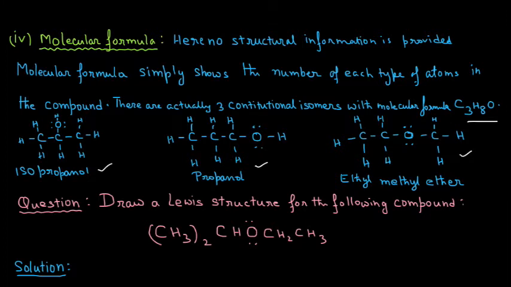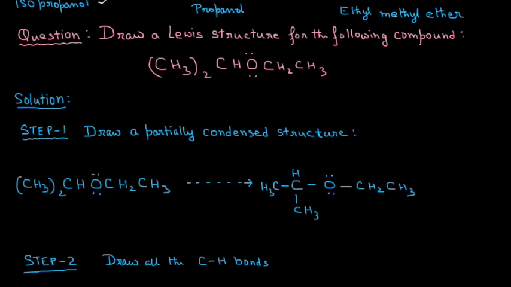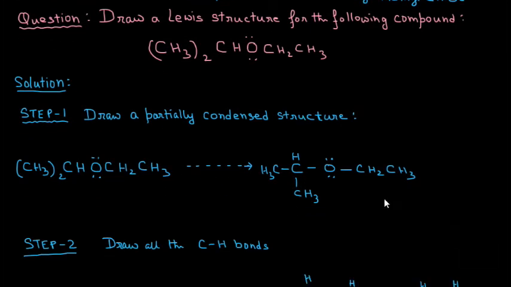Now let us see one question. Draw a Lewis structure for the following compound. For this compound, draw a Lewis structure. Step 1. Draw a partially condensed structure. First step, so for this, we will draw a partially condensed structure.